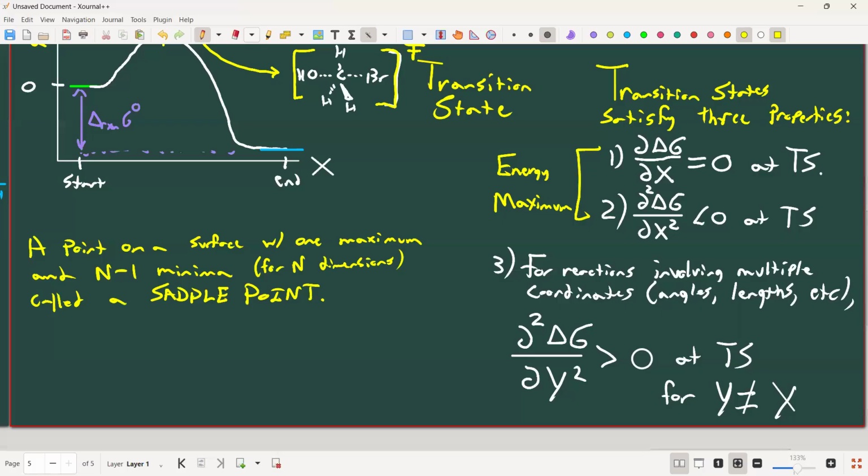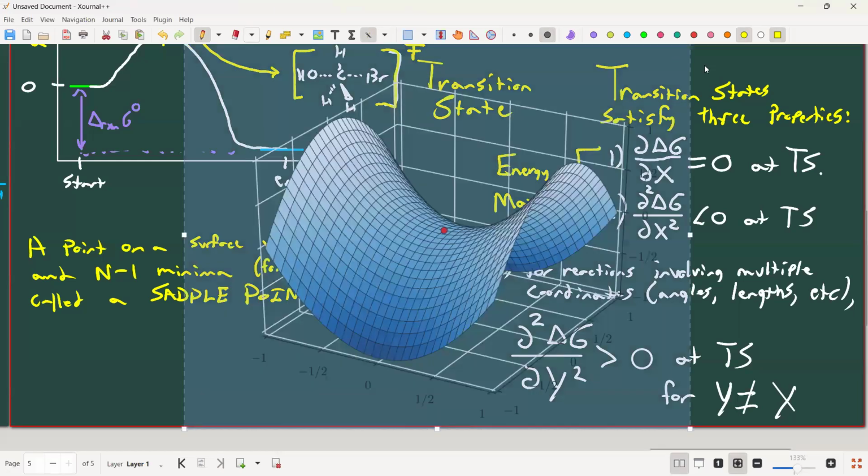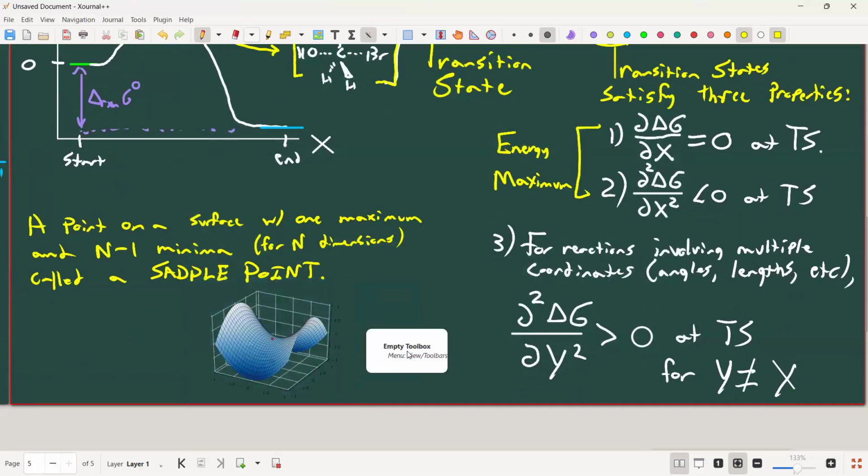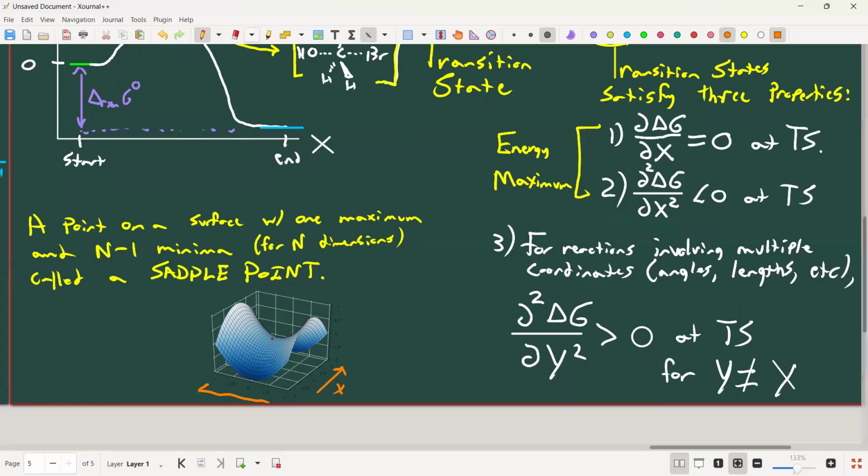All right, let me draw a picture of a saddle point for you. Instead of drawing it, let me just grab a picture from Wikipedia for you. Beautiful, this is a great picture. This is a three-dimensional surface. There are two coordinates. You could think of this direction as x and this direction as y, and this is energy, the Z-axis like this.